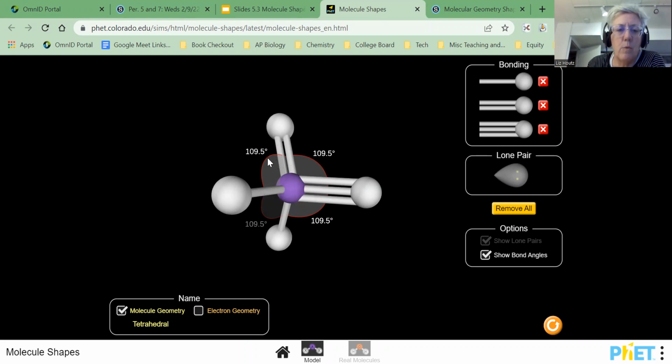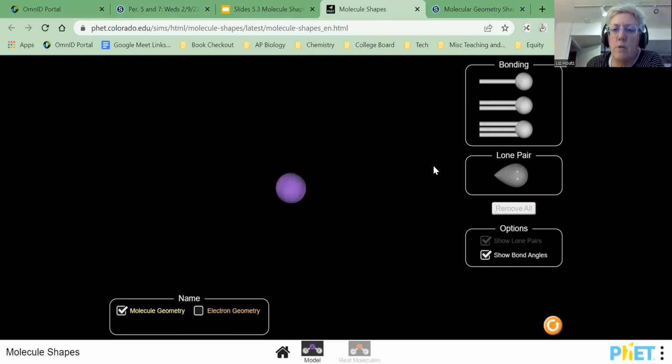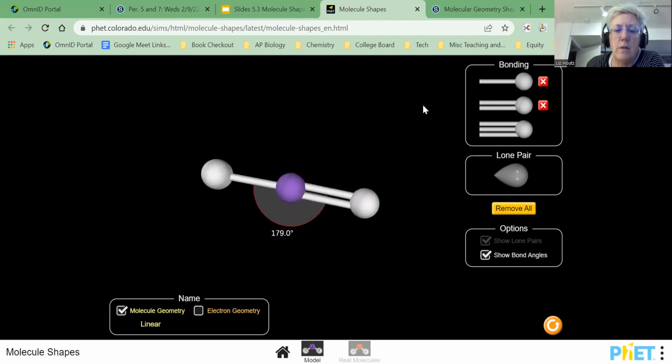So in this example, there are 1, 2, 3, 4 electron domains. So that's something you're going to have to know how to do, is count electron domains. So let me take all those off again. All right, let's try this again. There's a double bond. There's a single bond. How many electron domains are there?